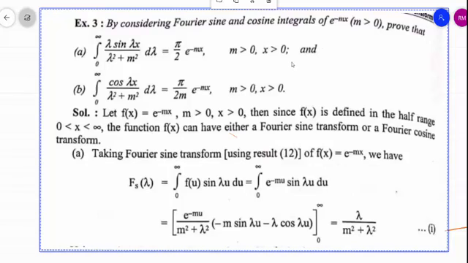So the function f of x can have either a Fourier sine transform or a cosine transform, since it is defined on the interval 0 to infinity. So there are two ways: either we can find the Fourier sine transform or the Fourier cosine transform. Since in the problem we have to prove this equality, on the left hand side if you observe under the integral symbol, the integrand contains the sin lambda x function.